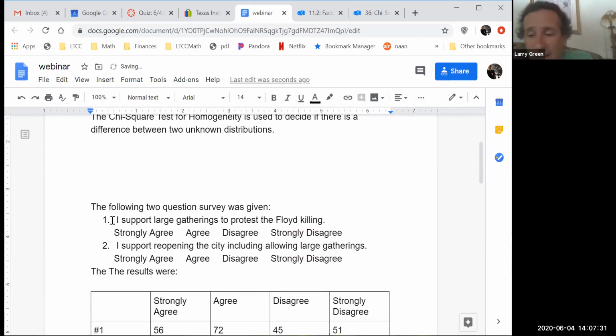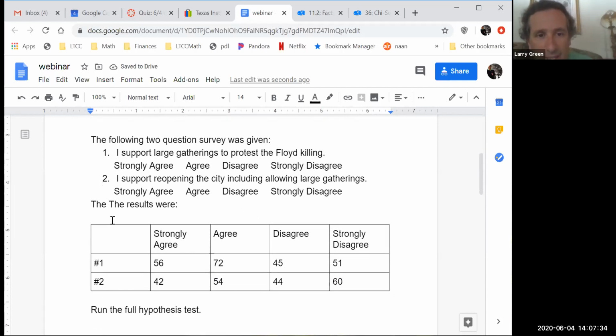All right, so let me give you an example where it's used often, that you've all seen this kind of survey before. And that is the following 2-question survey that was given. Number 1 is, I support large gatherings to protest the Floyd killing. Strongly agree, agree, disagree, strongly disagree. And number 2 was, I support reopening the city, including allowing large gatherings. Strongly agree, agree, disagree, strongly disagree.